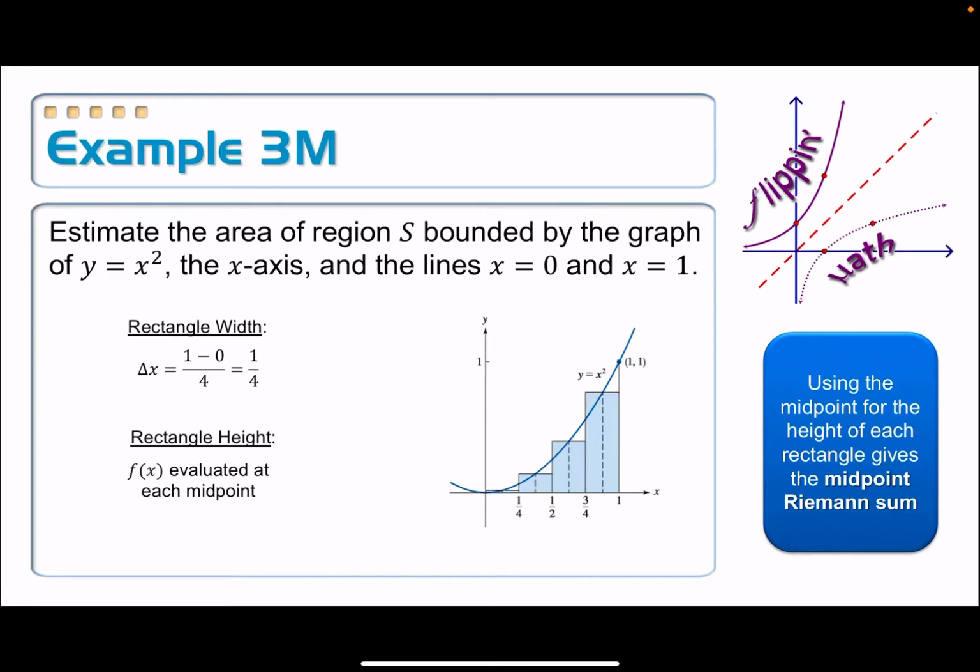Let's revisit example 3, but this time when we're finding the area underneath the curve, or at least an approximation of the area underneath the curve, we're not going to use the left endpoint or the right endpoint. We're going to evaluate the function at the midpoints of each of these partitions, each one of these subintervals.